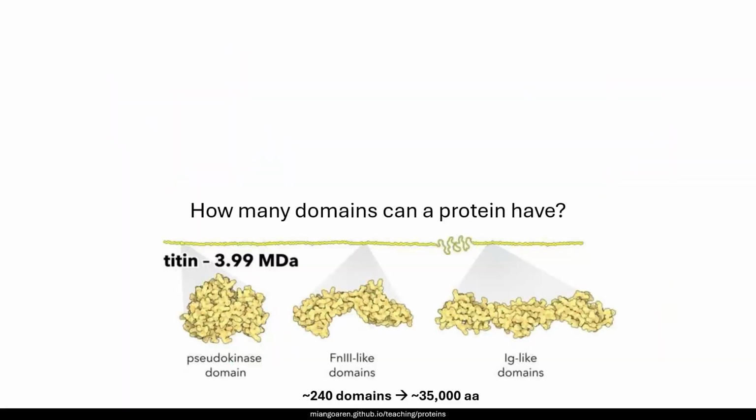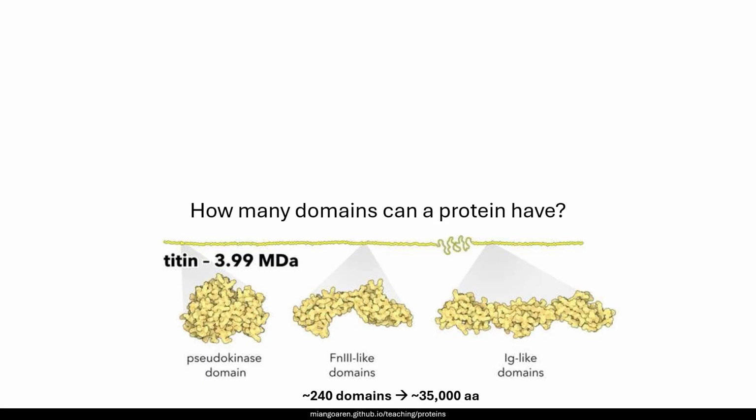And now one of the most natural questions that can arise from this is how many domains a protein can have. And the answer is, who knows. Actually, one of the largest proteins known so far is this one called titin, which is responsible for part of the musculature.